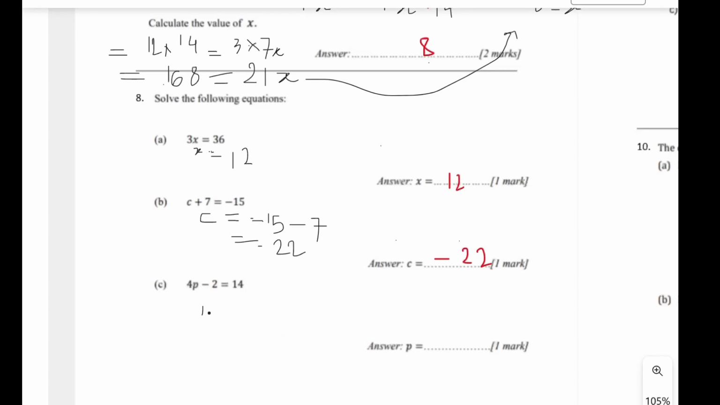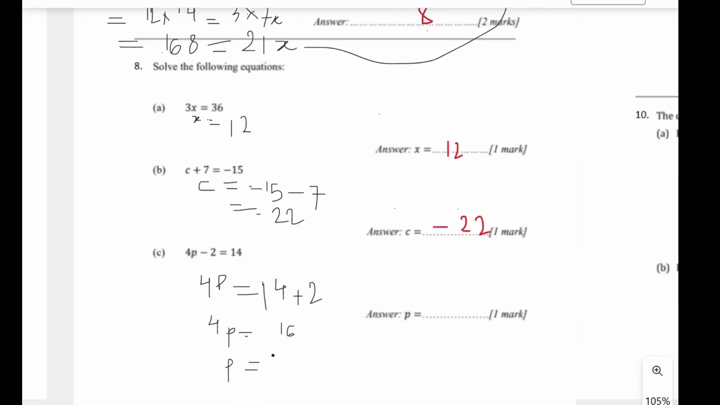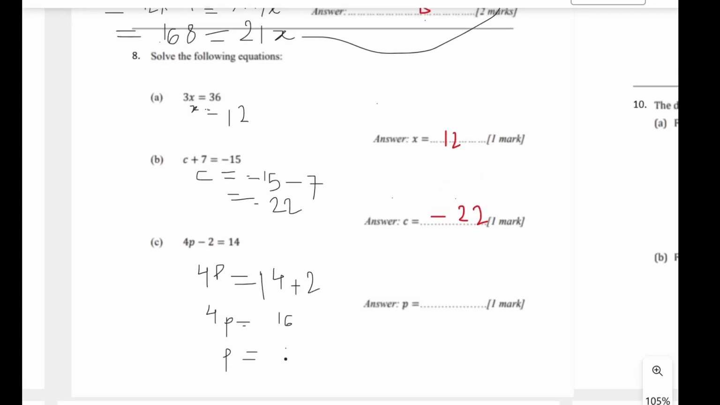Then we have the same thing here. It's a 2-step problem. Add on 2 to both sides so that this cancels out. 14 plus 2. So 4p is equal to 16. P is equal to 4.